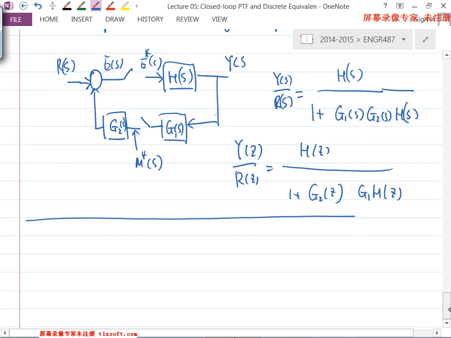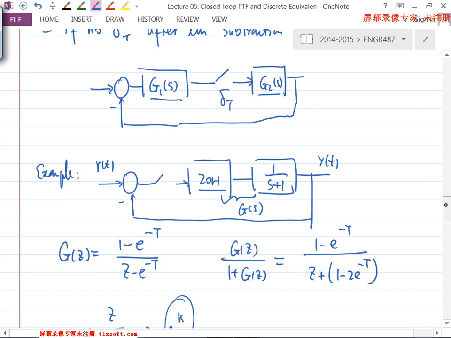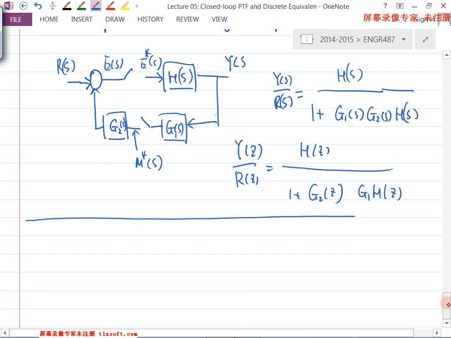So I have an example, but I think I'm going to skip that. It's pretty simple. The other example, you can take a look at in the lecture notes. Essentially, based on this one here, I'm adding a digital controller in front of this block. Here there's no control. So if I add a digital controller here, what will be the discrete pulse transfer function? So take a look at that example.